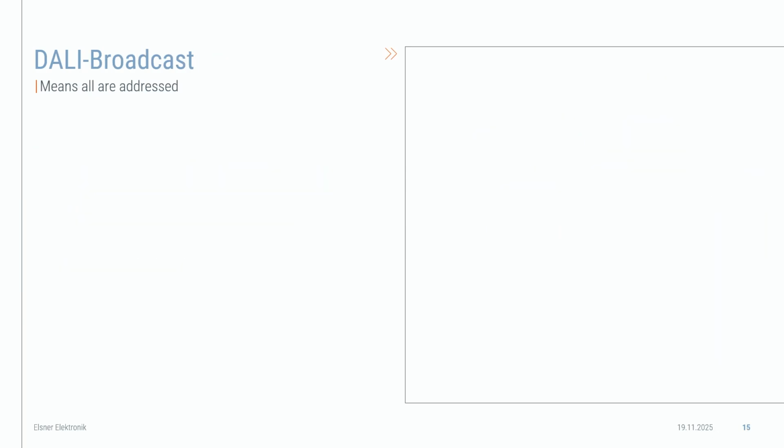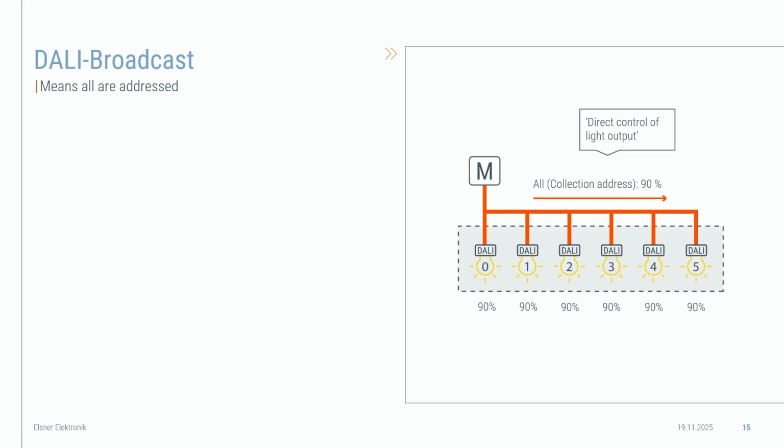A DALI broadcast. The DALI broadcast lets you control all the devices on the line at the same time. Since no individual addressing is required, commissioning is usually very fast and simple. It's ideal for straightforward applications where all the lights should behave the same.